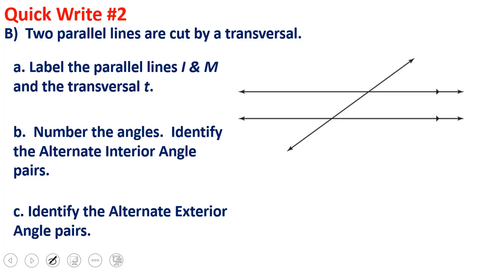And after you number them, you are going to identify the numbered angles that are alternate interior, and then identify the numbered angles that are alternate exterior. So some of us might have different answers because we have our different numbering system, but in the end, we will understand what alternate interior and exterior angles are.